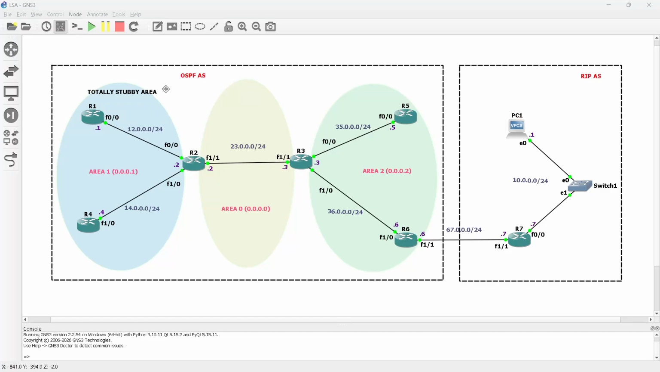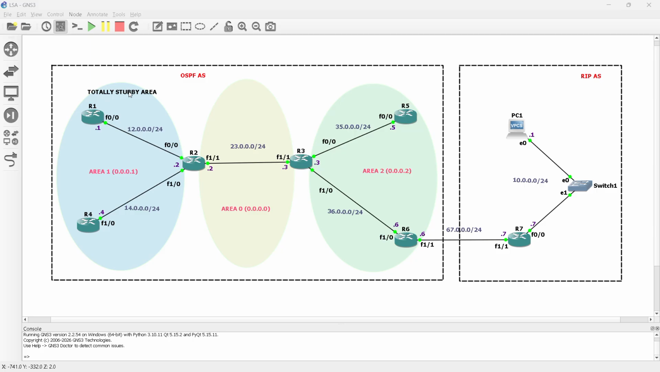Hi everybody, my name is Bhavishya and in this lecture we'll see the lab of stub area and totally stubby area. So let's understand what was happening in stub area and totally stubby area. Let us begin with totally stubby area.